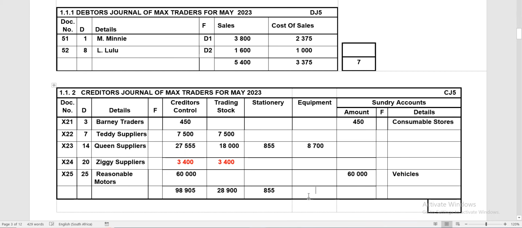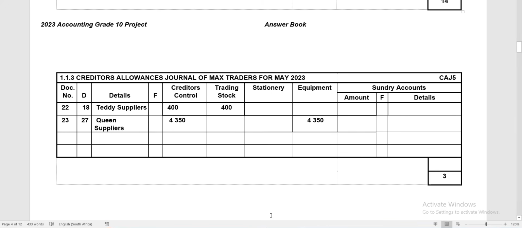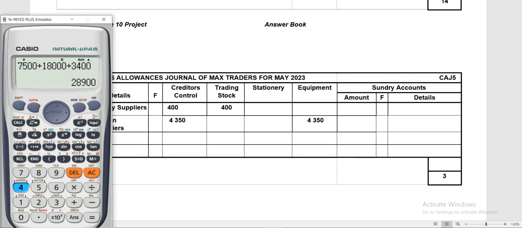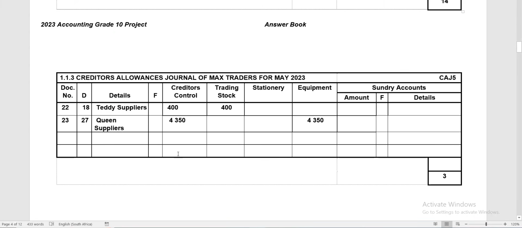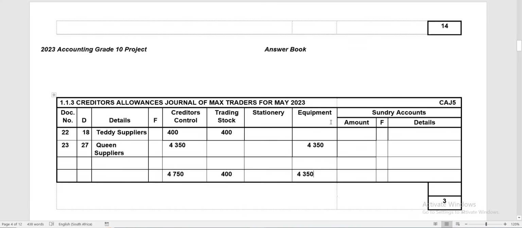For equipment, we would have 8.7, and then for vehicles we'd have 60,000. For the last, the sundry account total, we would have 60,450, and then for our returns we would have 400 plus 4,350, which will give us 4,750 here. So we'd have that 4,750 here, and for the trading stock column here it's 400, and for the equipment column here it's 4,350, and then from there you'll be done posting and recording in the subsidiary journals.